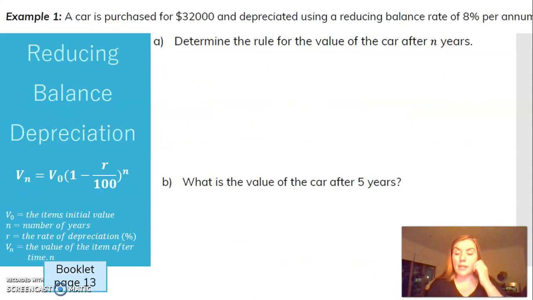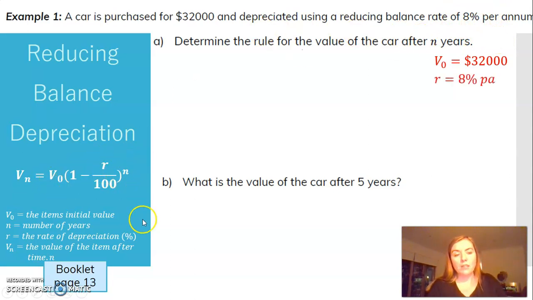All right, let's have a look at an example. On page 13, a car is purchased for $32,000 and depreciated using a reducing balance rate of 8% per annum. Determine the rule for the value of the car after n years. So let's go through and find what we know. We know it's purchased for $32,000, so that is my V0. We're told the rate of depreciation per year is 8%, so my R is 8.